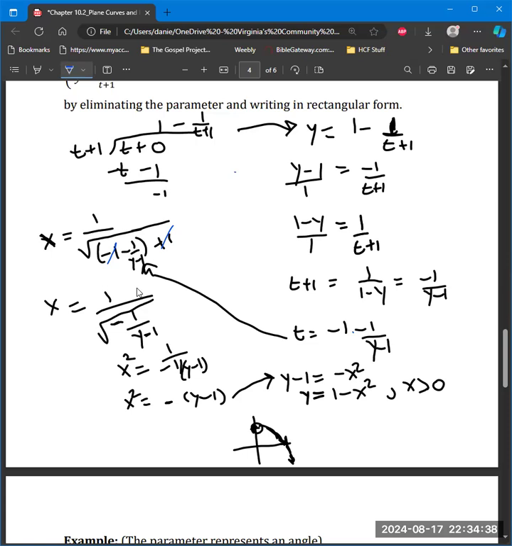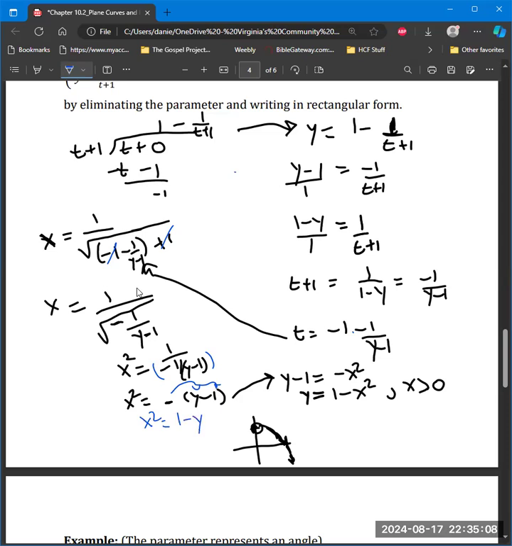X squared is equal to 1 over -1 over y minus 1. I'm going to take care of that complex fraction by reciprocating here. And that's going to give me x squared is a -1 minus y. When I distribute this, this is the same as x squared is equal to 1 minus y.